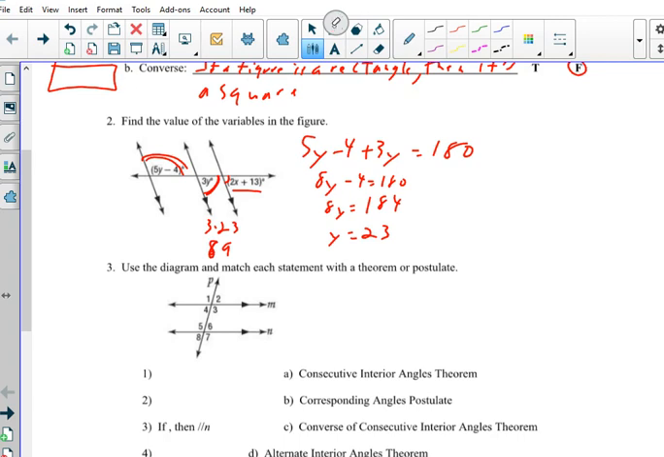Nope, I was right the first time. I'm just losing my mind. 3 times 23. 3 times 3 is 9. And 3 times 2 is 6. So this one's 69 degrees, which means this is 69 degrees.